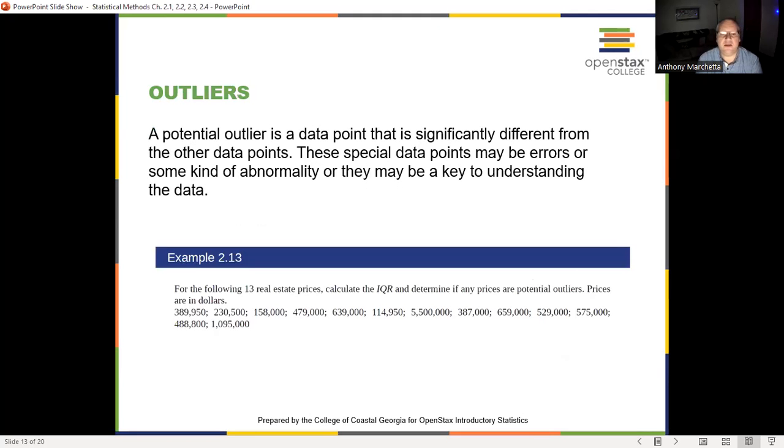Now, here's the outlier. A potential outlier is a data point that is significantly different from other data points. These special data points may be errors or some kind of abnormality, or they may be a key to understanding data. So for example, 2.13, they're saying, for the following 13 real estate prices, calculate the IQR and determine if any prices are potential outliers. Prices are in dollars. Okay, so here's what we'll do. We're going to take this data and put it into Excel now, and then we'll start sorting it and thinking about the quartiles and what the interquartile range is and what the fences are. And then I'll show you how to determine where outliers are.